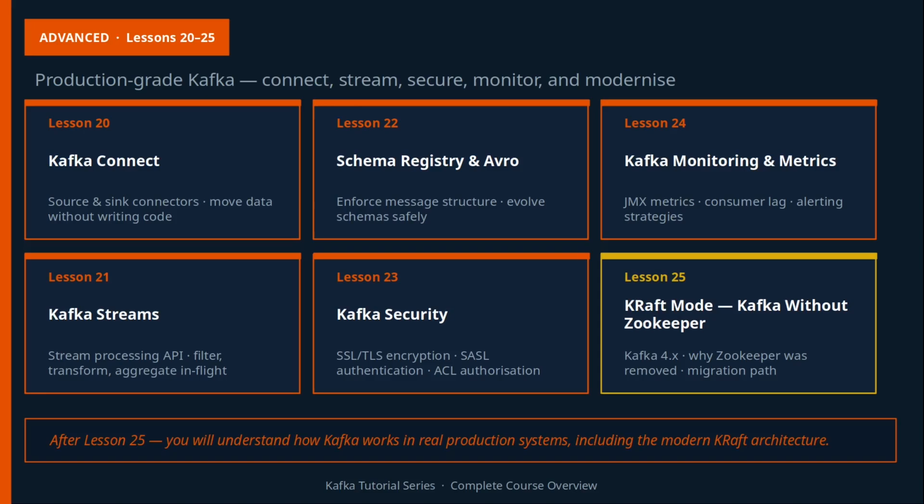Lesson 25 is Kraft Mode, Kafka without Zookeeper. This is Kafka 4. After spending the whole course understanding what Zookeeper does, Lesson 25 explains exactly why it was removed, how Kraft replaces it internally, and what the migration path looks like. After Lesson 25, you will understand how Kafka works in real production environments.